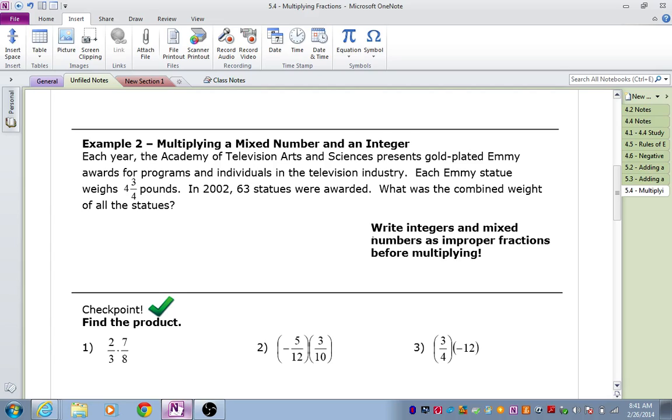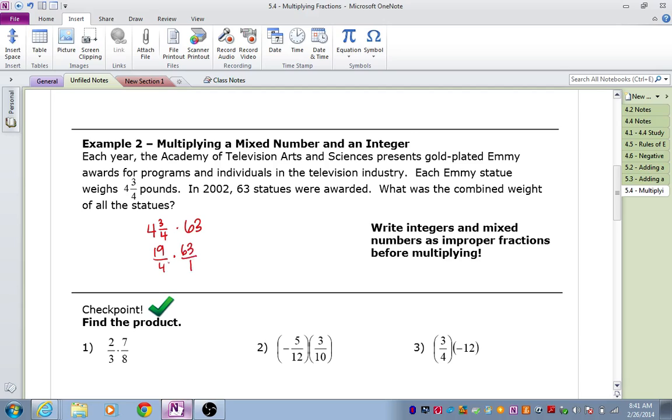Well, to do this problem, we take the weight of one statue, which is 4 3/4, and we'd multiply it by the 63 statues that were awarded. However, we can't just multiply these two things together. Our note over here says write integers and mixed numbers as improper fractions before multiplying. So this would be 4 times 4 is 16, plus 3 is 19, so that's 19 over 4.